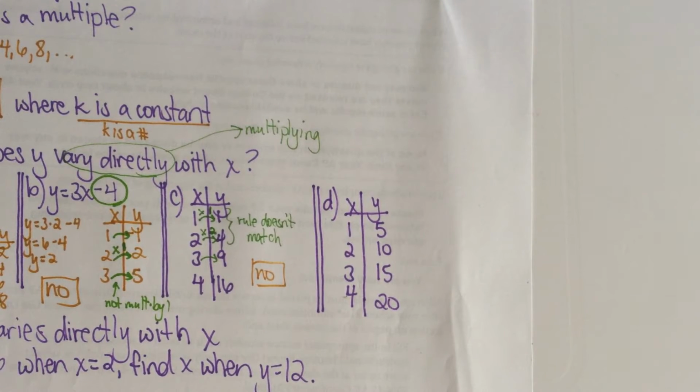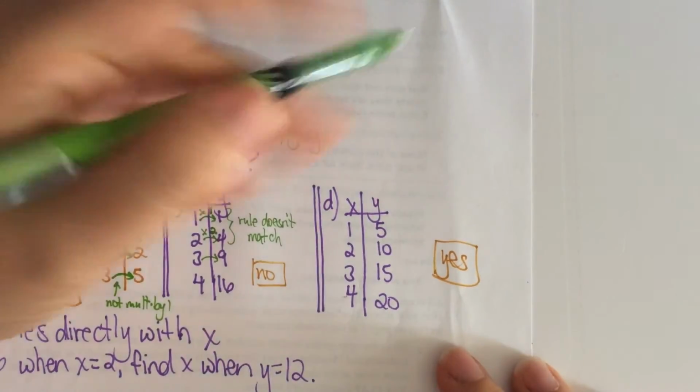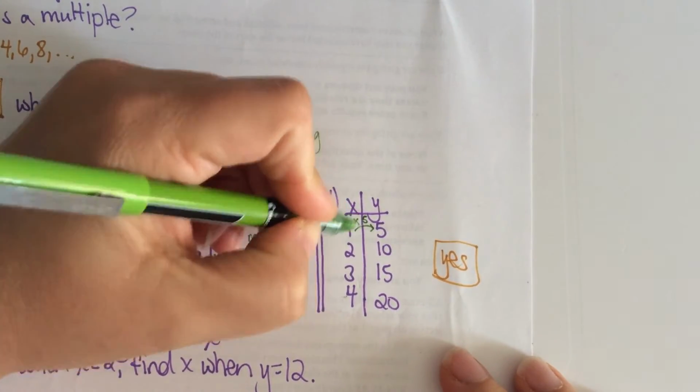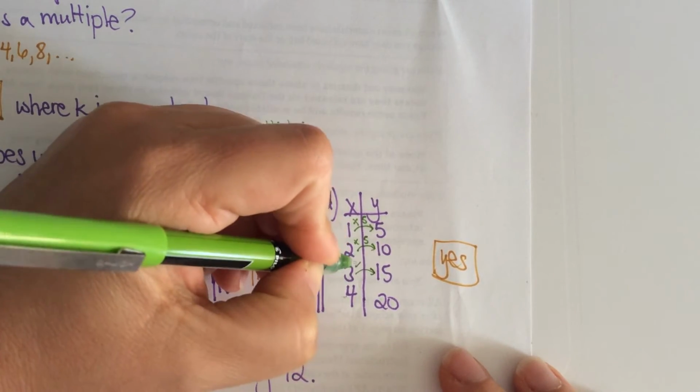Okay, so hopefully you got yes for this one, and it's because the multiplying pattern does match. To get from 1 to 5, I multiply by 5. To get from 2 to 10, I multiply by 5, and so on and so forth, right?